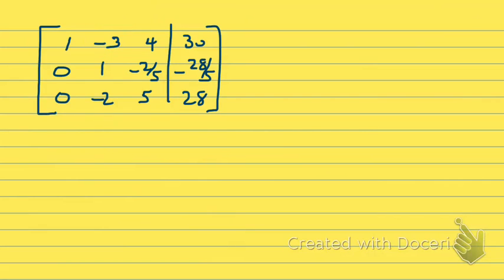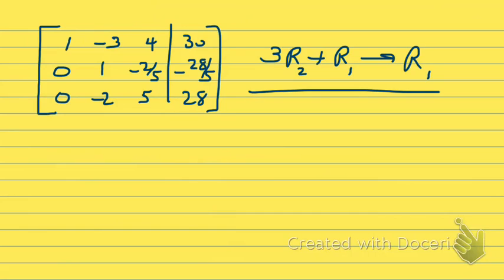To get a 0 up here, I would need the opposite of -3. I need a +3. Let's do a times row add: 3 times the second row, add it to the first row, and that will replace the first row. Let the fraction times begin. Our first row will be 1, 0, 14/5, 66/5.